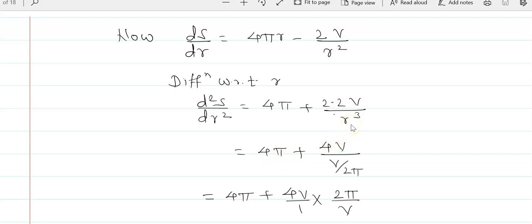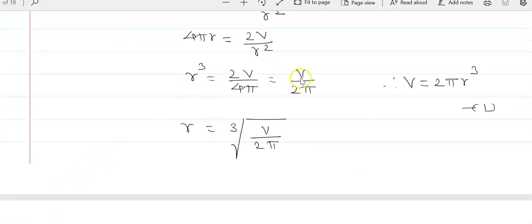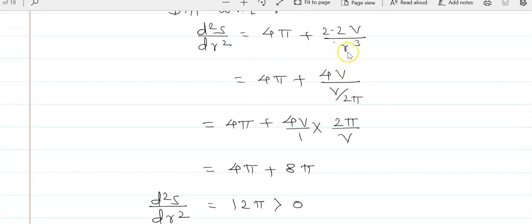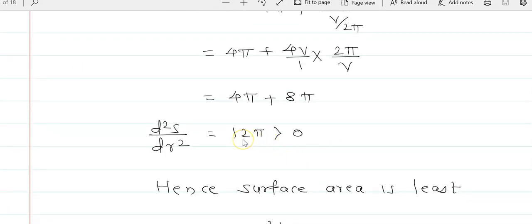But see, what is the value of this r cube? r cube is equal to v upon 2 pi, and that's why we are substituting here this r cube, v upon 2 pi. And therefore 4 pi plus 4v upon 1 multiplied by the reciprocal, that is 2 pi upon v. Now this v gets cancelled. You will get 4 pi plus 8 pi, and its second derivative is positive. That is 12 pi, which is positive. Hence, the surface area is least.